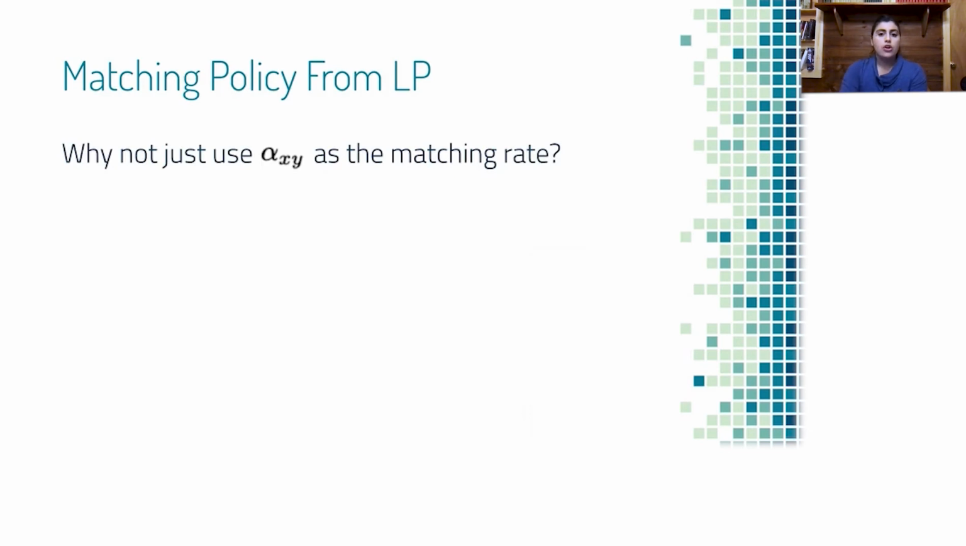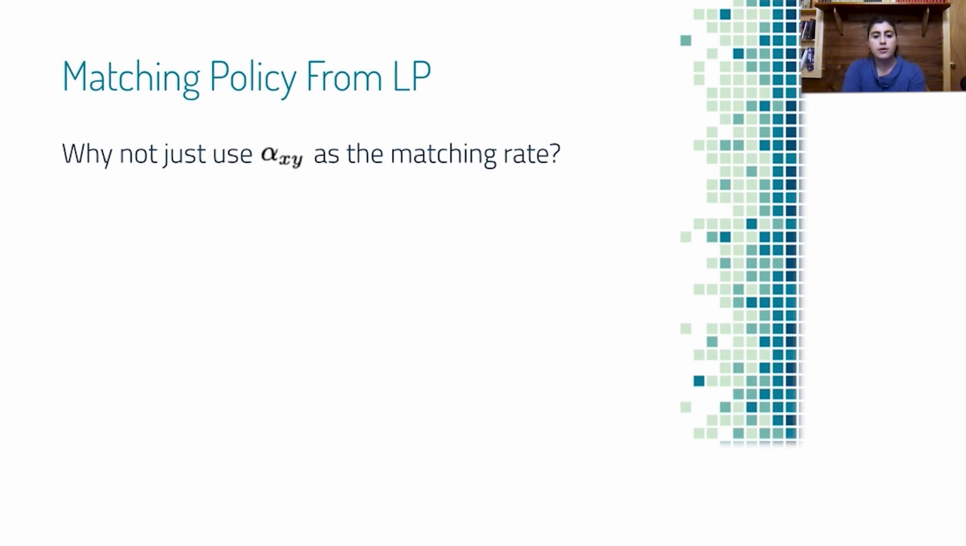Okay, so looking at that algorithm, you might ask, why are we not just using alpha xy as the matching rate? Certainly the LP was giving us a sense that we want to be matching some arriving type y with a certain probability to a certain type x. That's what alpha xy is. Why is that not our matching rate? And the reason is because the LP doesn't take into account the probability that that given x is even present when we try to match.